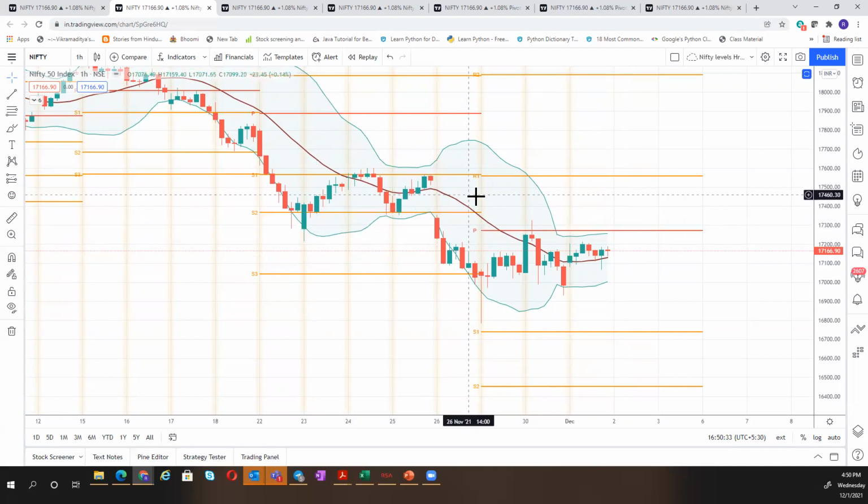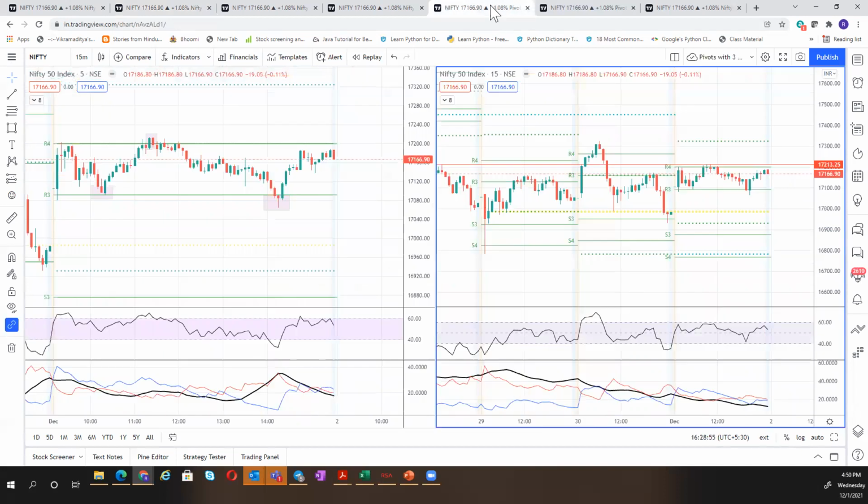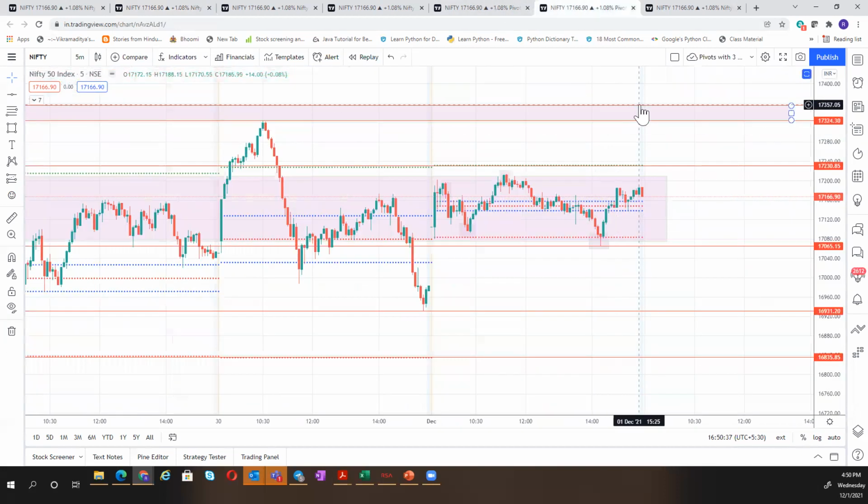17,271, and see this is again a support. 17,369. If it goes above 17,369, then it will break this resistance and the market can go further up. Can it happen tomorrow? It can happen, it might not happen, but these are the levels and the insights which I would like to give.